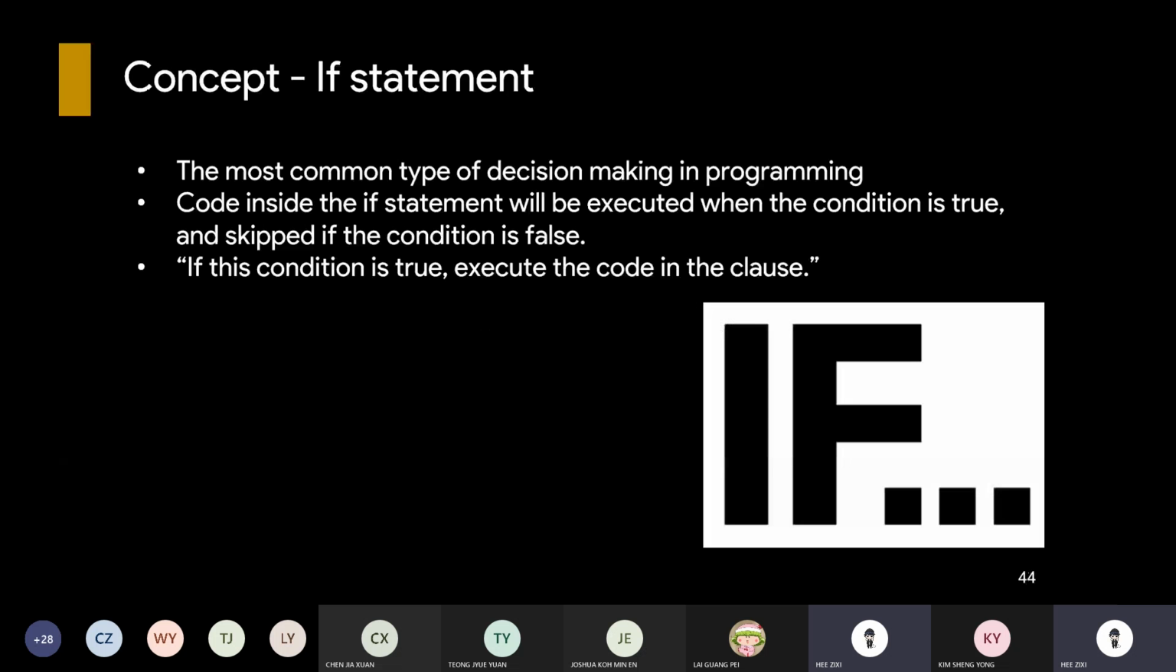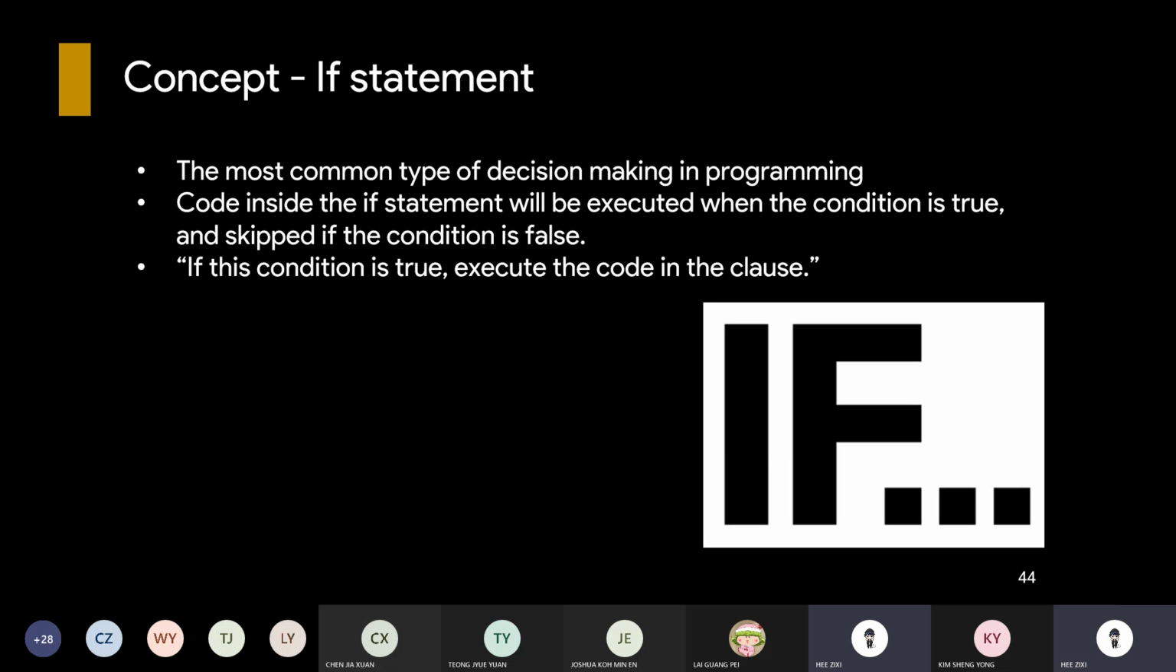Now that we've got that out of the way, let's go back to our if statement. The most common type of decision making in programming is the if statement, right? So the code inside the if statement will be executed when the condition is true and skipped when the condition is false. As you remember, one action for true and one action for false. How you can think of it in English is, if this condition is true, execute the code in the clause or execute the code below.